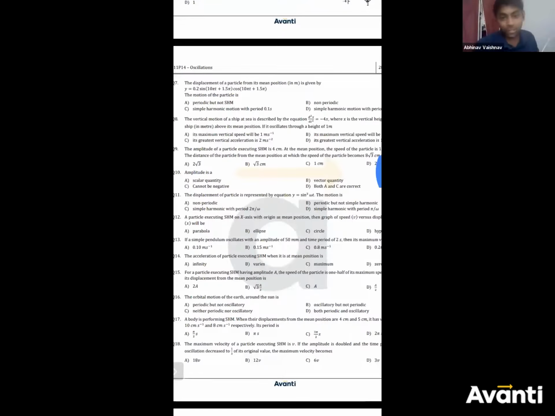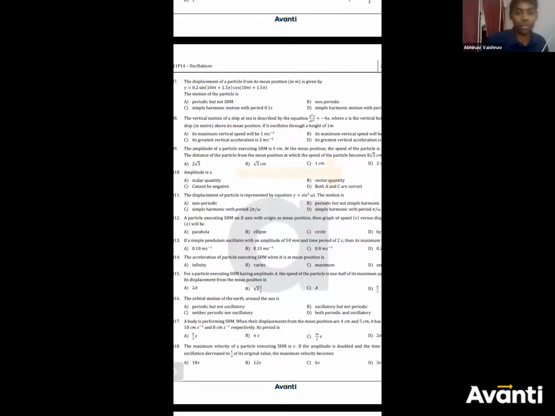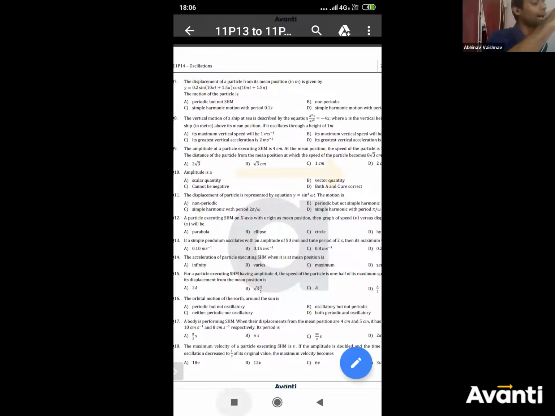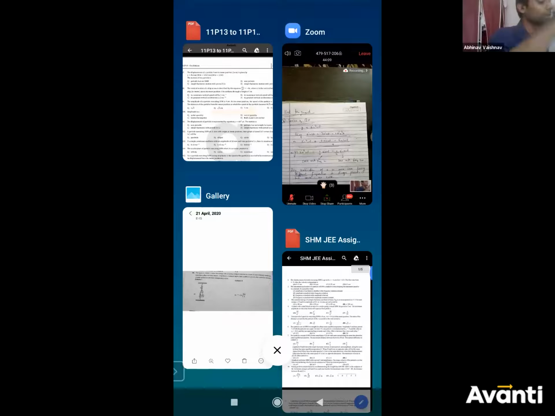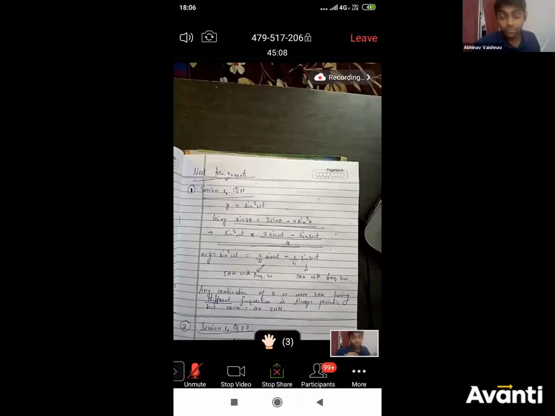So the question is pretty straightforward. It says we are given a function y equals sine cube omega t, and the question is what type of motion this is. Is it periodic or not? Periodic but not SHM, or SHM? So we have to tell what kind of motion sine cube omega t is. All right. So let's go back.